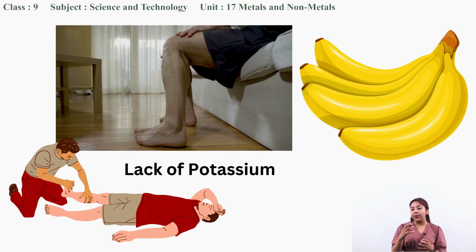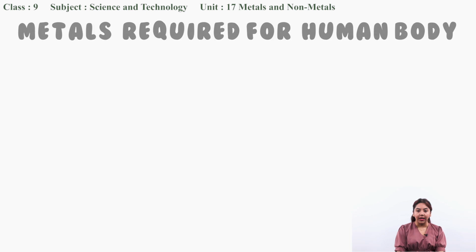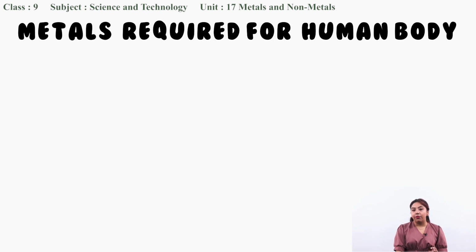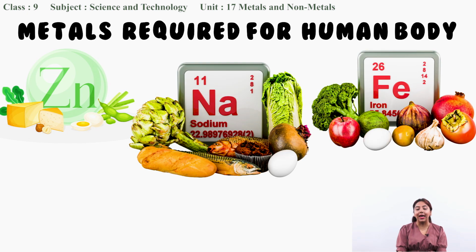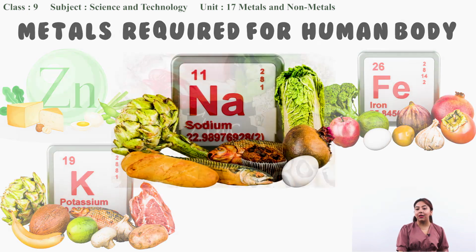Keeping all this in mind, I hope you have already understood what we are going to study in this chapter. We are going to study metals that are required for the human body and certain metals that have a harmful effect on the human body. So let us start this chapter. We will focus on four metals that are essential for the human body: zinc, sodium, iron and potassium. Now let us start with zinc.